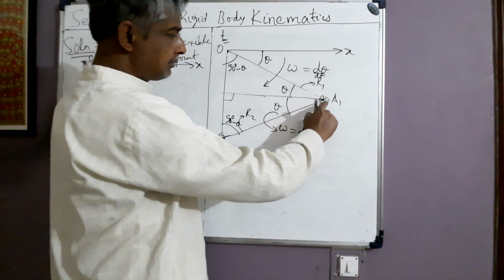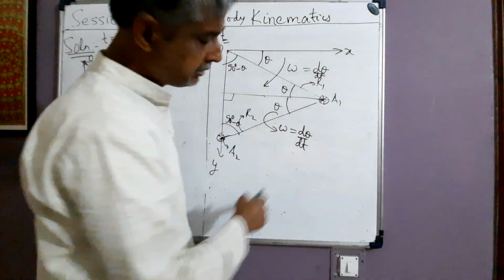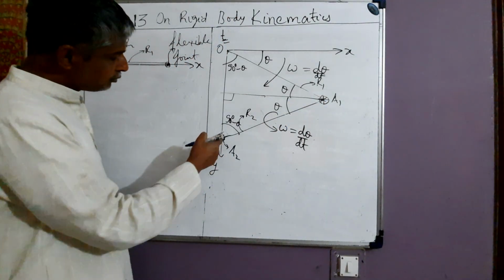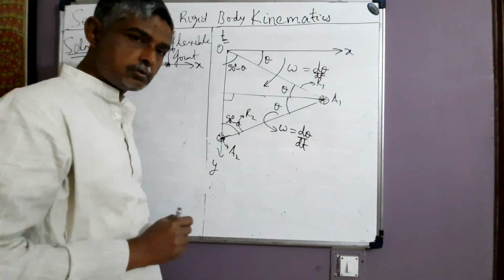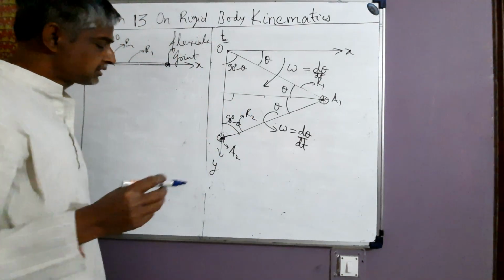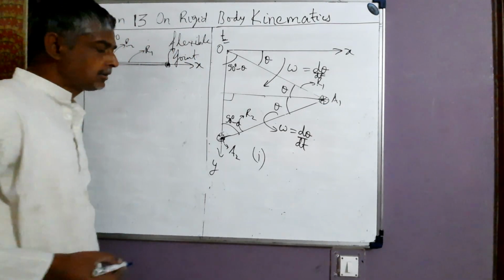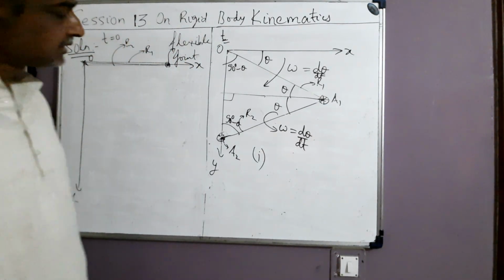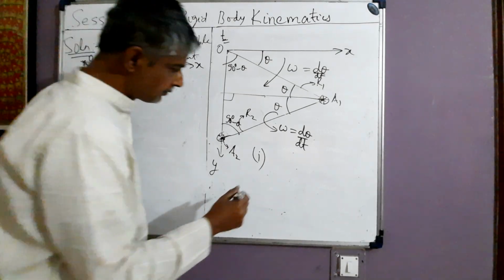Now A1 is the common joint of the two rods, a flexible joint. A2 is the left end of rod R2 moving downward. And this is the situation at time 0. Now what we have to calculate first is: find the speed of point A1 and A2 in terms of omega, L and theta.